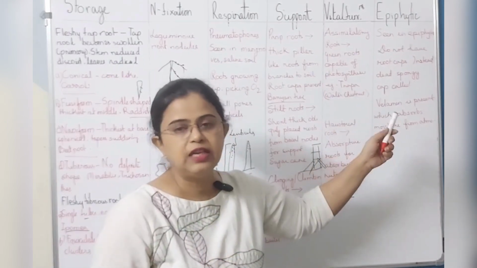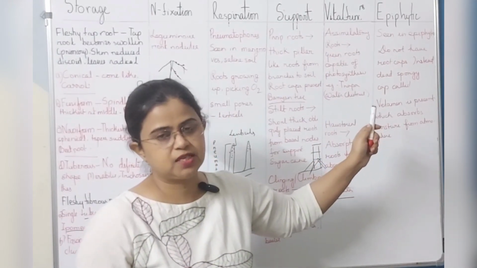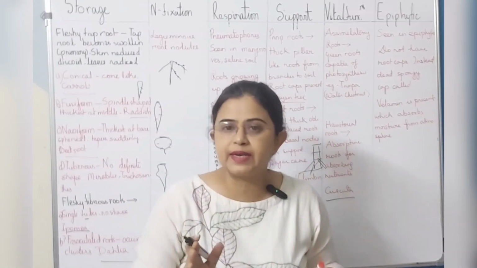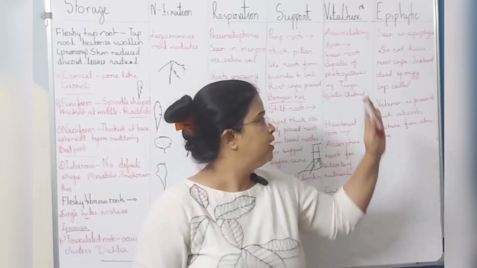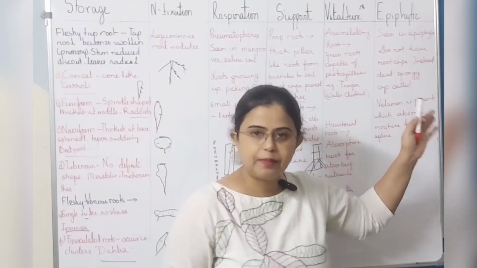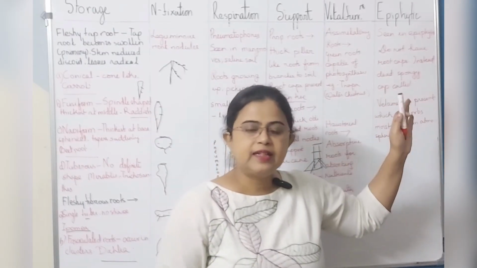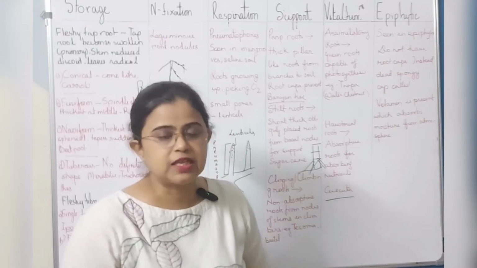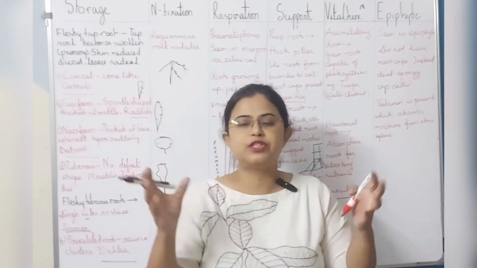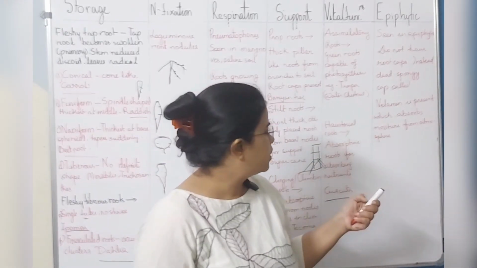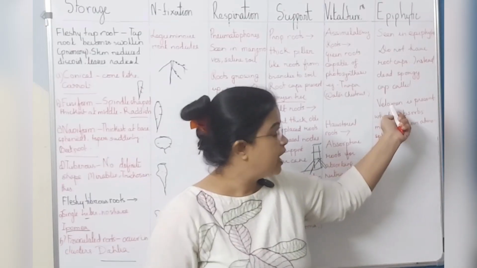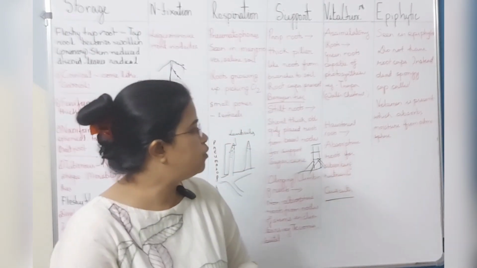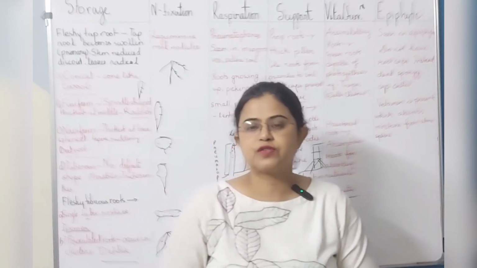This root cap is not living and not parenchymatous. Otherwise, in the roots of underground plants, root caps are parenchymatous and living. Here they are not living and not parenchymatous. They are dead and made of spongy cells. They help in absorbing moisture from the atmosphere. Okay, velamen is present and that kind of a root cap is called velamen. It helps in absorbing moisture from the atmosphere.